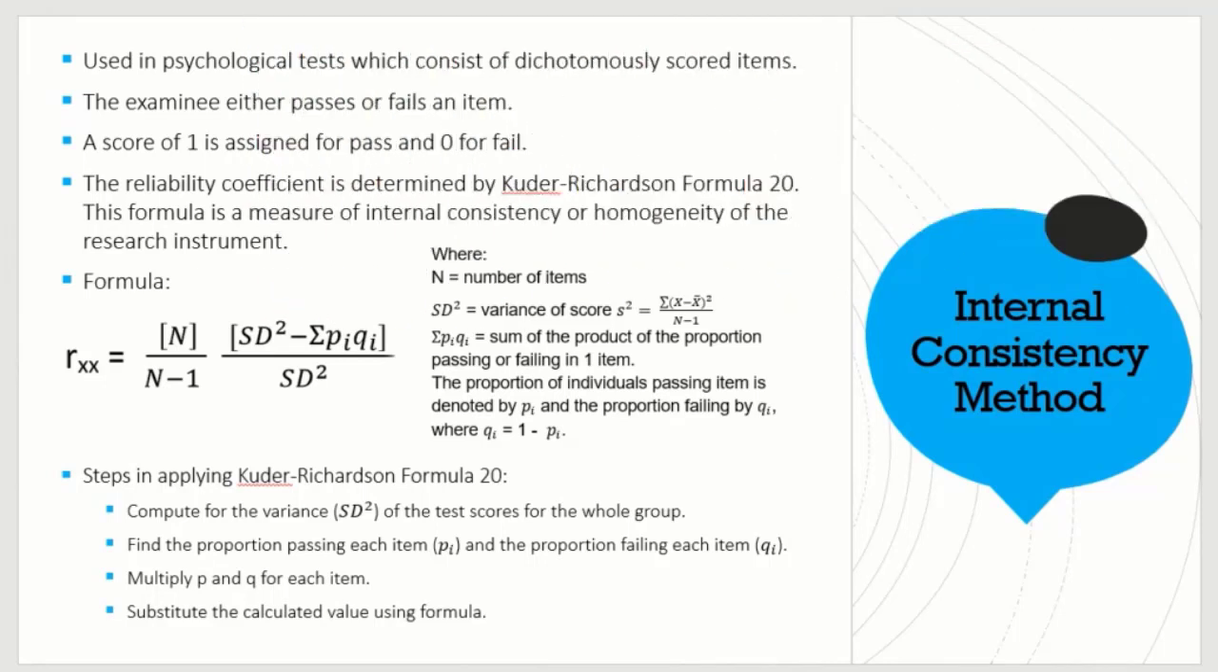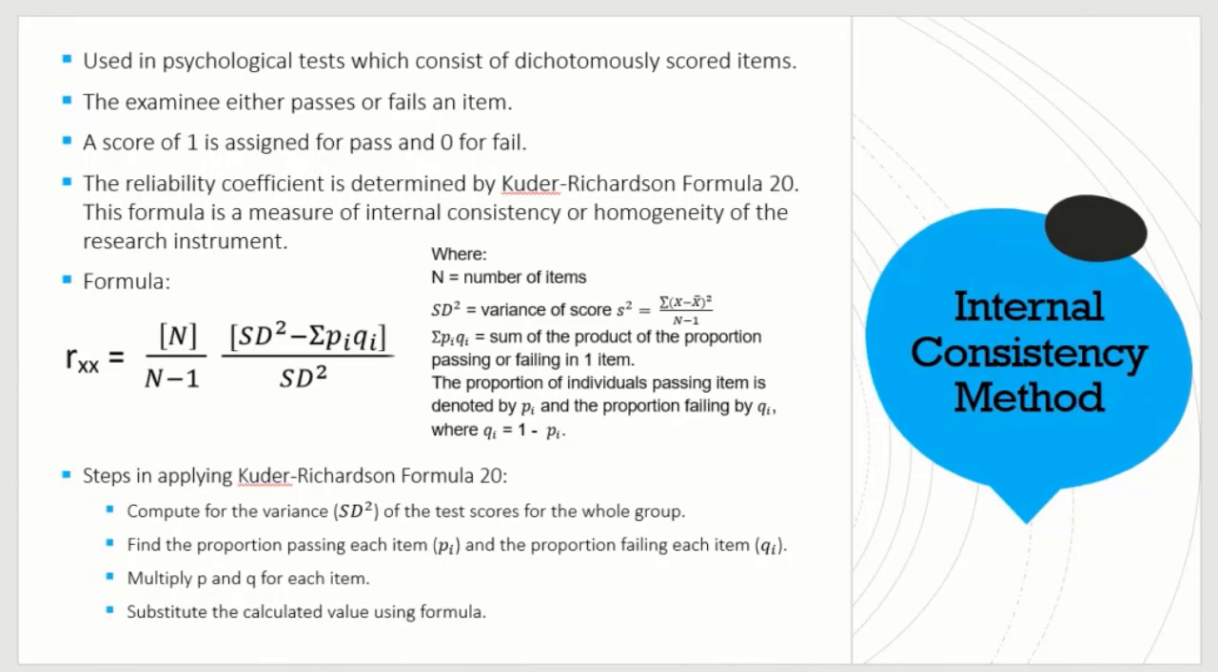So, ang summation of PIQI ay summation of the product of the proportion passing or failing in one item. We will understand that better later. And then the proportion of individuals passing item is denoted by PI and the proportion failing by QI, where paano mo makukuha ang QI? QI is just 1 minus PI. Okay, so later on, we will get a better look at that when we try to solve a problem.